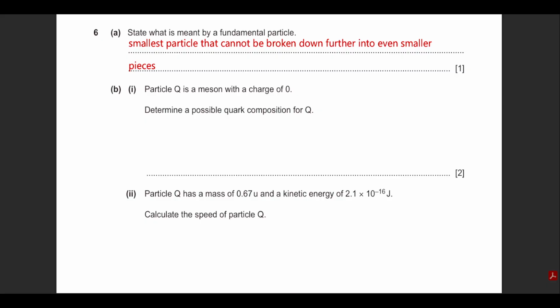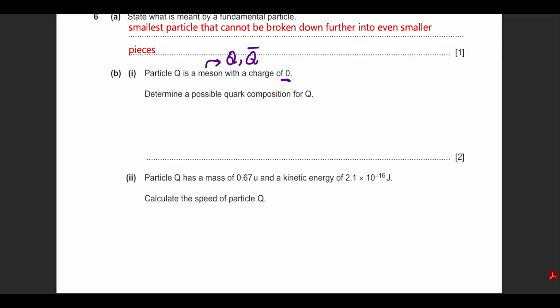This particle Q is a meson with a charge of 0. We know that mesons are made of quarks and antiquarks. That is what you are supposed to memorize. So it says determine the possible quark composition of Q. It could be any of the possibilities out of the 6. I'm giving you just a few of them.